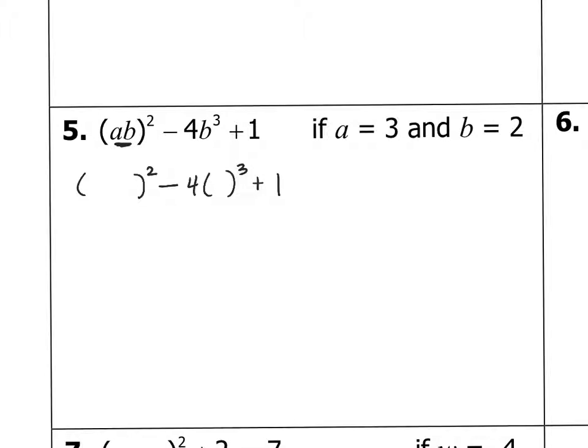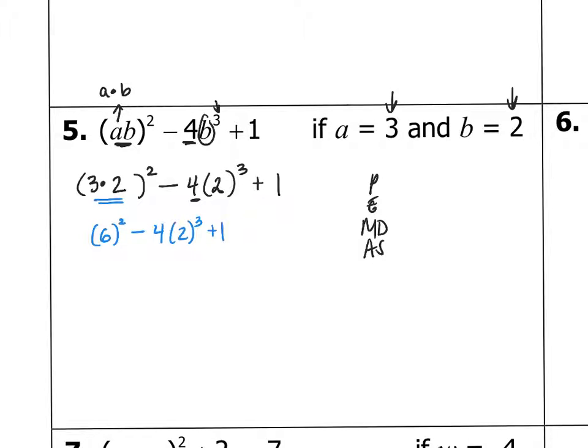So here it's AB. That is A multiplying to B. So I'm going to go ahead and write 3 multiplying to 2, since A is 3 and B is 2. 4 is multiplying to B to the third power. So 4 is multiplying to 2 to the third power, and then plussing with 1. We need to be careful to follow our order of operations. So let's take care of the math inside the parentheses first. 3 times 2 is 6. That's being squared.